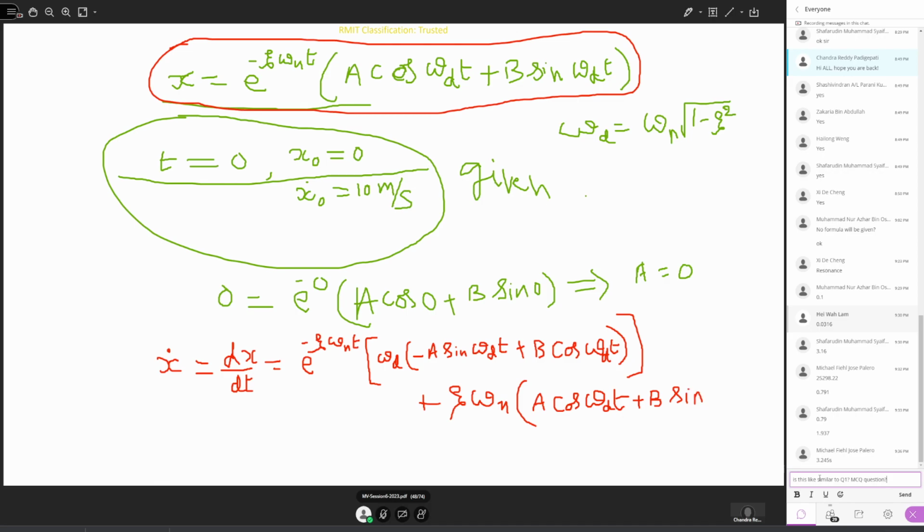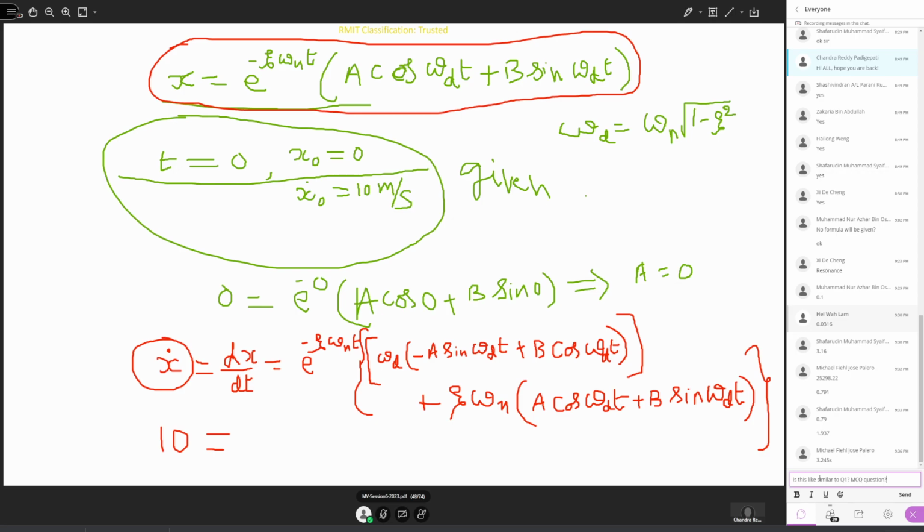So we'll be applying the product rule. So I need to put a flower bracket here. That means this exponential power minus eta omega n t is a multiplication factor for everything inside. Okay. So now we replace x dot with 10, and we put in this expression t as 0.